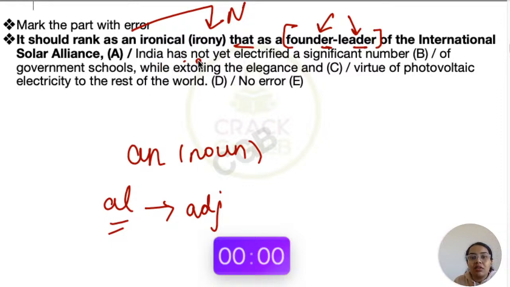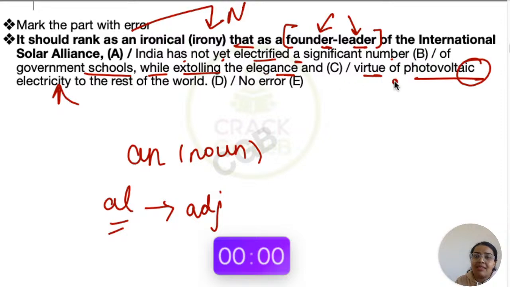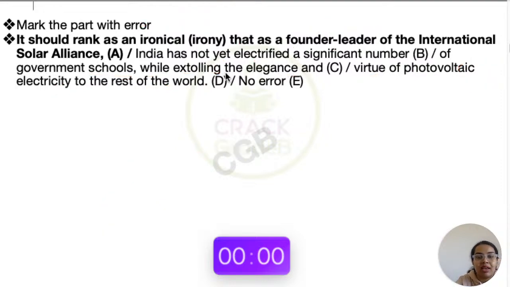India has not yet electrified what? A number of schools, government schools, while extolling the elegance and virtue of what? Of photovoltaic electricity. This is one word, again adjectives. Now we are extolling, we are praising the elegance and virtue to someone. Who is that someone? Rest of the world. तो बाकी की चीजें इस हिसाब से सही हैं.